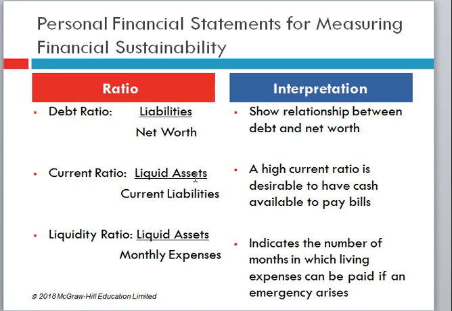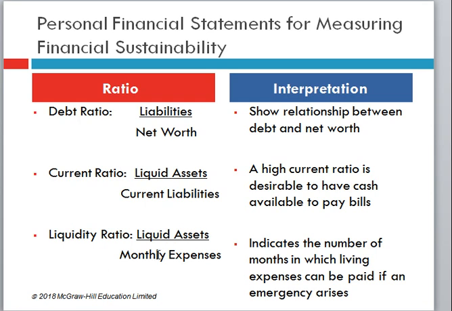Current ratio is liquid assets divided by current liabilities. Liquid assets means assets that can be converted easily into cash, and current liabilities means liabilities that are due within a year. So it means how can you use your liquid assets to pay off your current liabilities. A high current ratio is desirable because then you have more assets to pay off your liabilities.